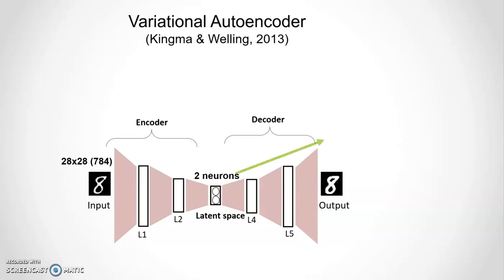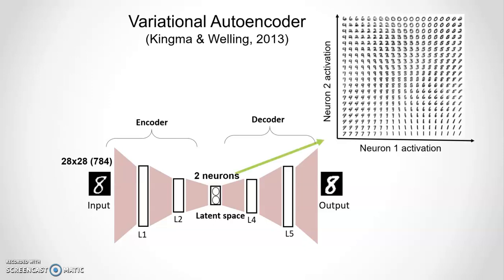Here you can see a two-dimensional space of a VAE that's been trained on thousands of handwritten digits from 0 to 9. Each location on this surface represents a specific shape. For example, this 8 could be the closest representation of the input 8 in this model, which corresponds to this level of activation of neuron 1 and neuron 2.